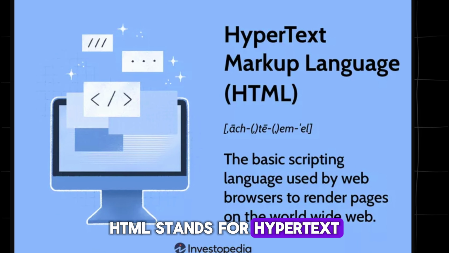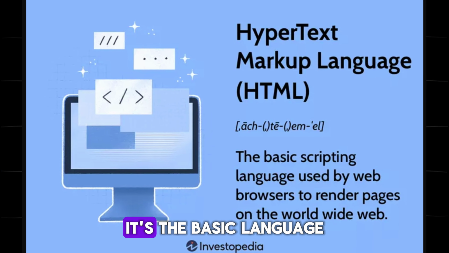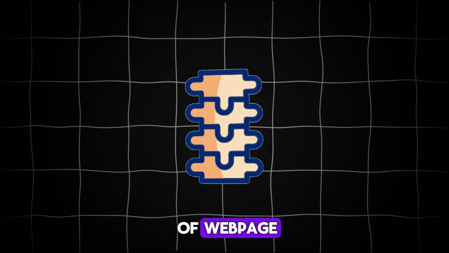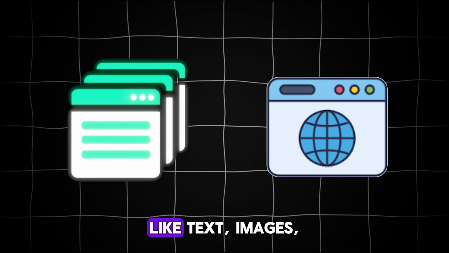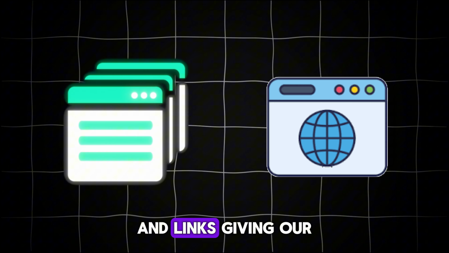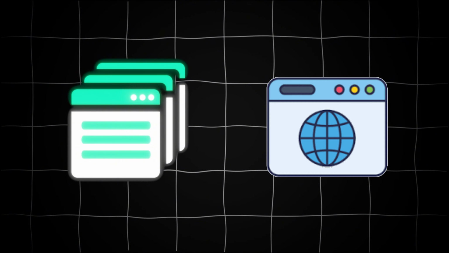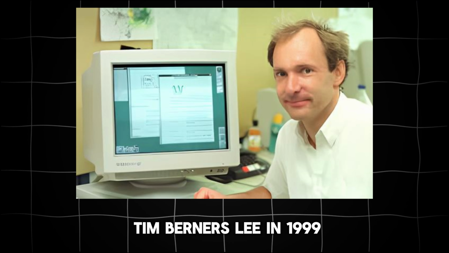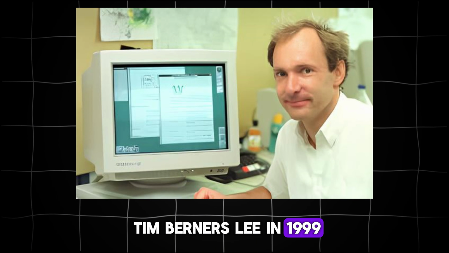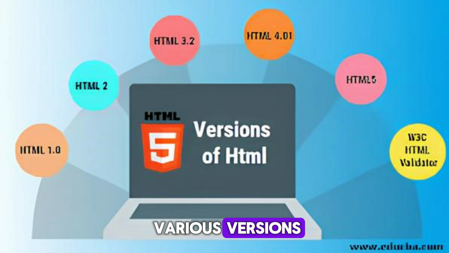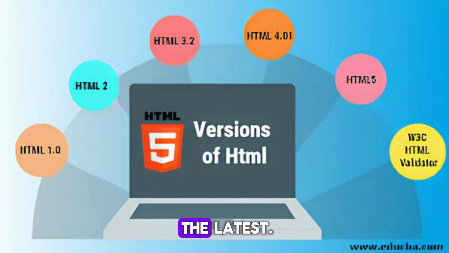HTML stands for Hypertext Markup Language. It's the basic language used to create web pages. It is the backbone of a web page and it allows us to structure content in a browser, like text, images, and links, giving our web pages meaning and structure. It was developed by Tim Berners-Lee in 1999 and has evolved into various versions, with HTML5 being the latest.